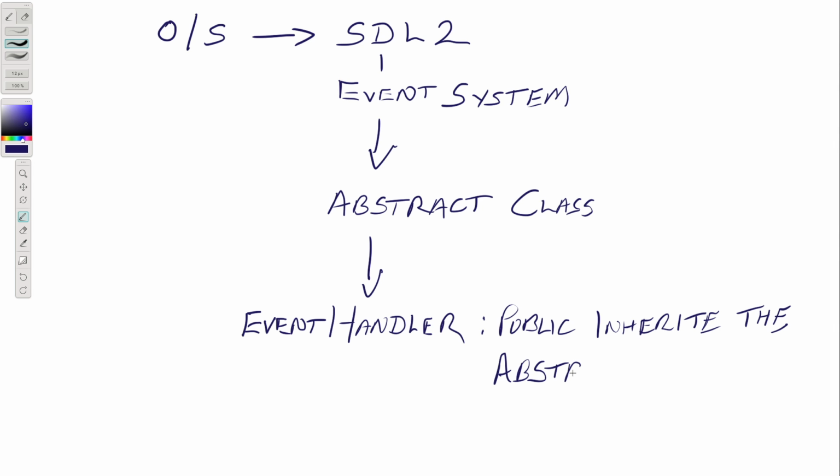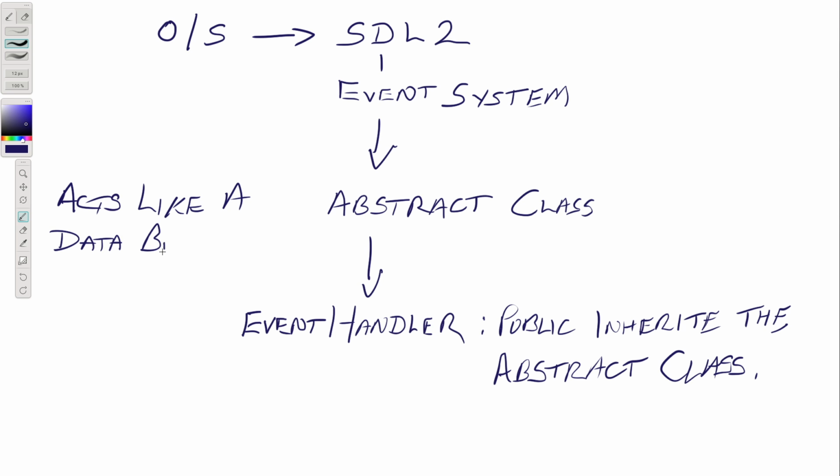Here we go. So what's happening in reality is this event system is leaving information in our app. It is sending it through the abstract class. Any information does not stop here. It goes straight through to whatever it's inherited to. This is like a stepping stone, a bridge. So this acts like a data bridge. I think that's the best way of putting it.